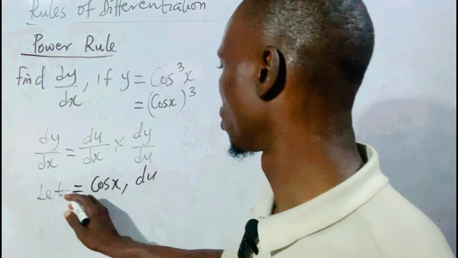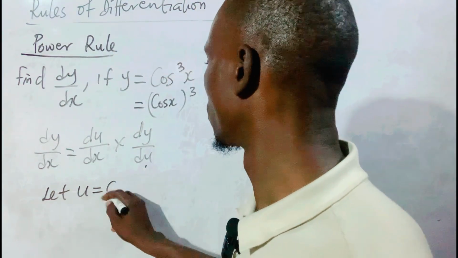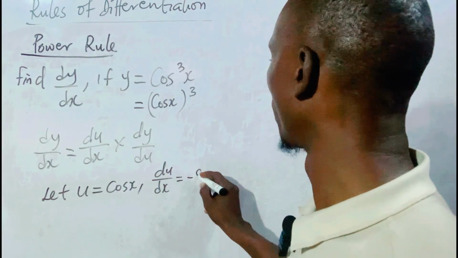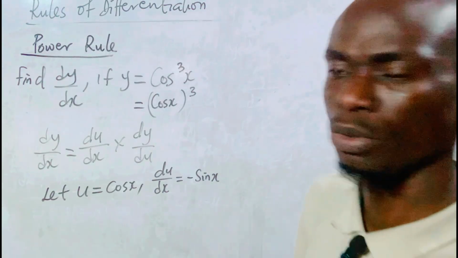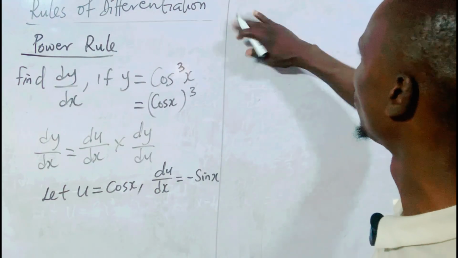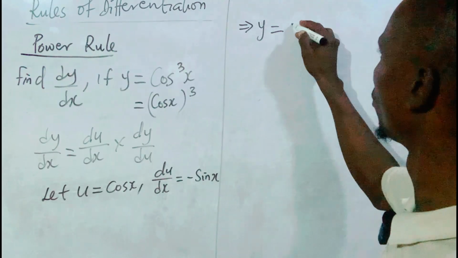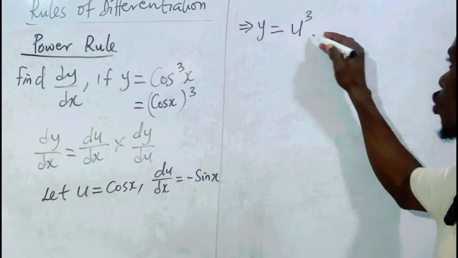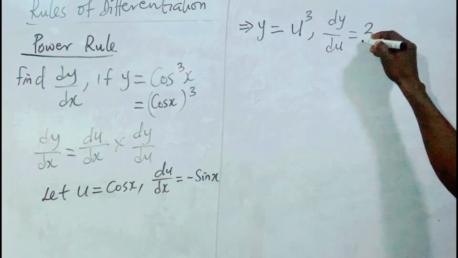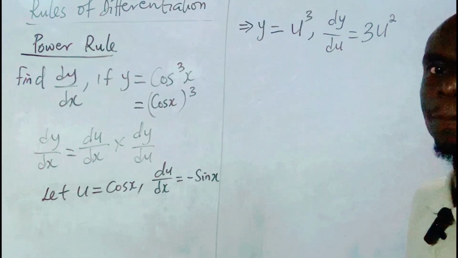So let u be the base, cos x. If we differentiate, du/dx will give us minus sine x, coming from our table. This means that y will now be u cubed, u to the power 3. So if we differentiate y with respect to u, dy/du, 3 multiply, you have 3u, 3 minus 1 is 2. So now we can substitute into the formula.